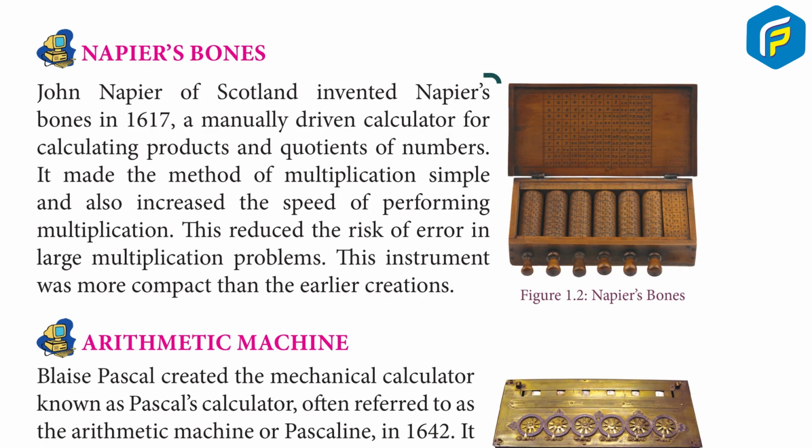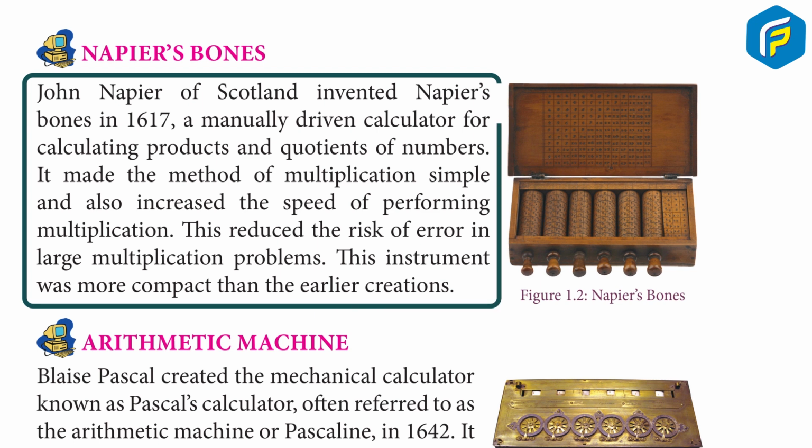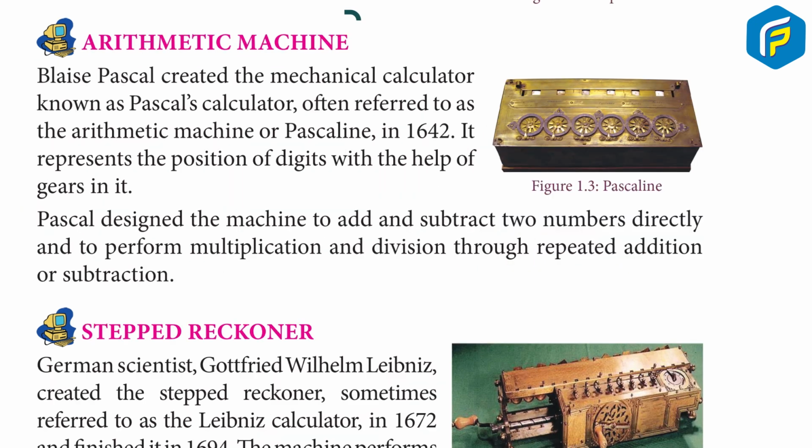Napier's bone. John Napier of Scotland invented Napier's bone in 1617, a manually driven calculator for calculating products and quotient of numbers. It made the method of multiplication simple and also increased the speed of performing multiplication. This reduced the task of error in large multiplication problems. This instrument was more compact than the earlier creations.